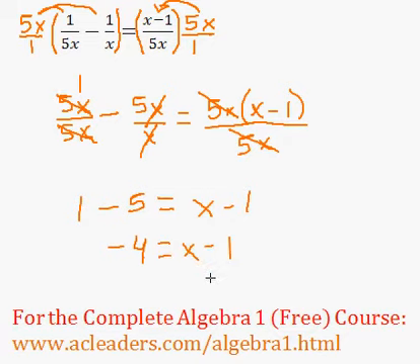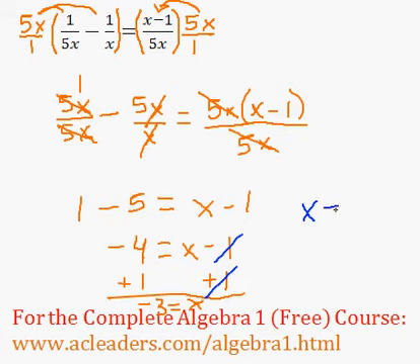And now I can add 1 to both sides of the equal sign. The 1's are going to cancel out over here. And negative 4 plus 1 is negative 3. I'm running out of room. I can bring down the x. So I get x is equal to negative 3, which would be the final answer.